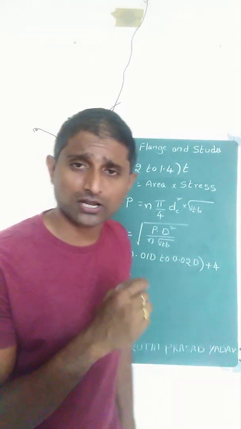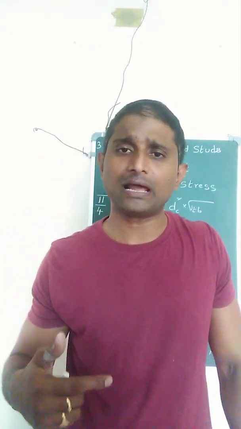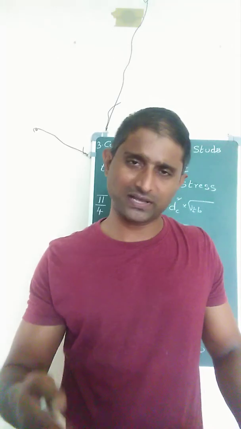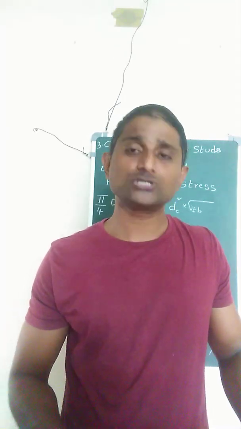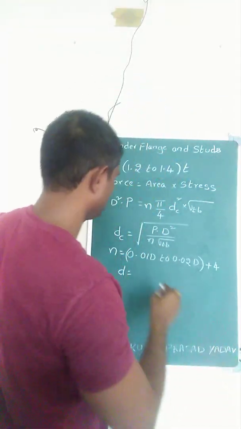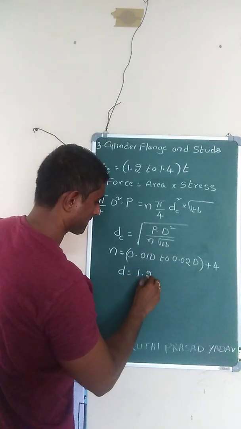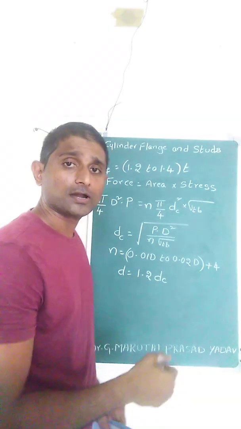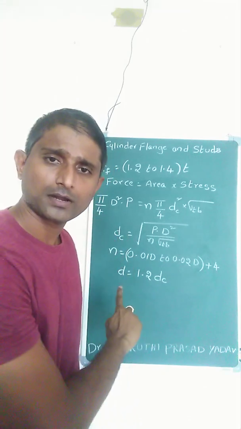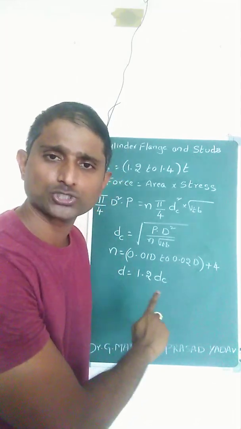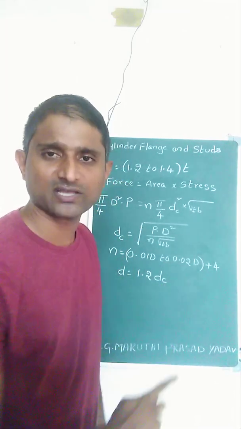So D suffix C is the core diameter. So we have to find the nominal diameter of bolt. It is also given on the same page, just next to that formula. D is equal to 1.2 dc. Nominal diameter of bolt, small d equals 1.2 times small d suffix C.